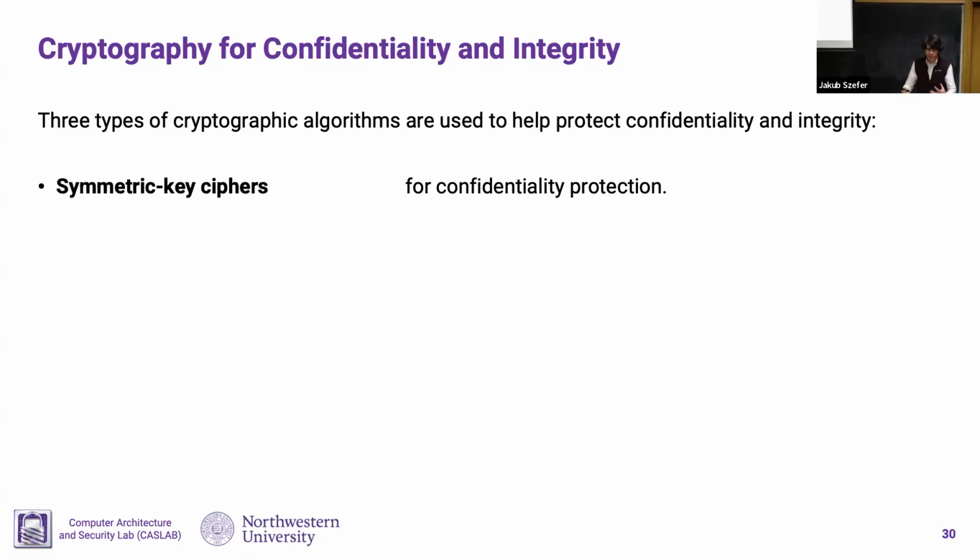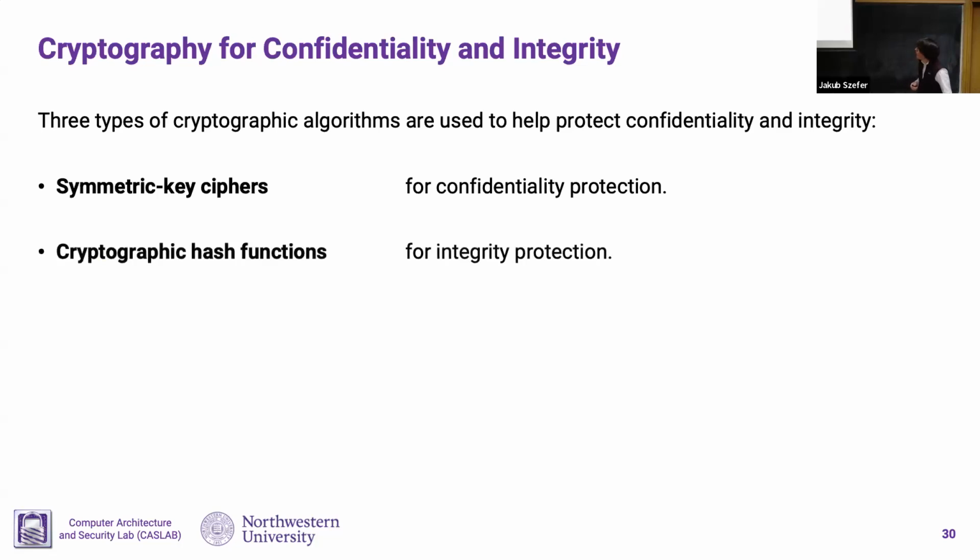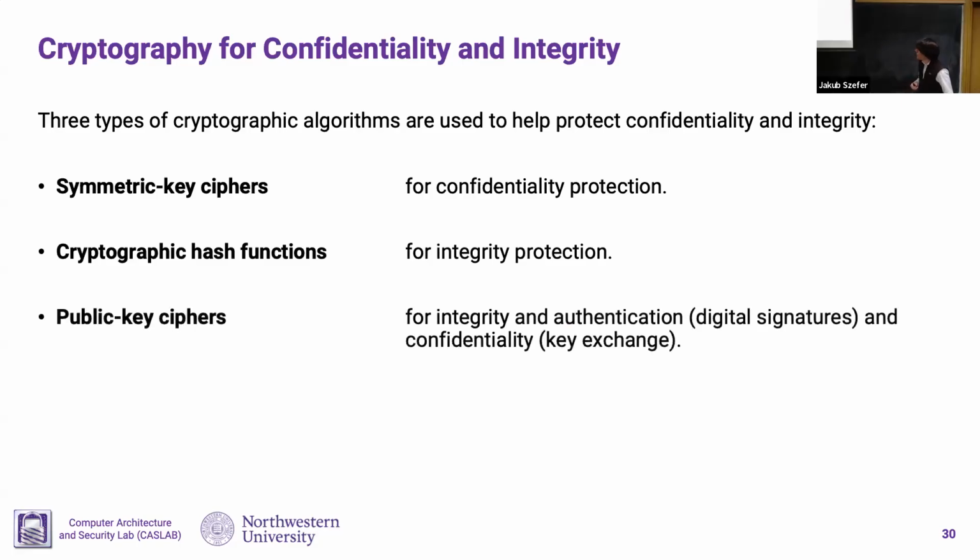But as long as things are in digital form, ones and zeros on the disk or on the network, you can use cryptography for different protections. We have symmetric key ciphers for protection of confidentiality, which we'll talk about in the next few slides. We have cryptographic hash functions for protection of integrity. And then on Thursday, I'll talk about public key cryptography, where you can use digital signatures to provide authentication, or you can use key exchange for confidentiality. So today we'll focus on the symmetric key ciphers and the hash functions.